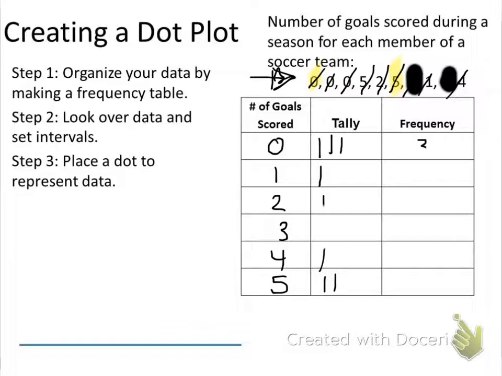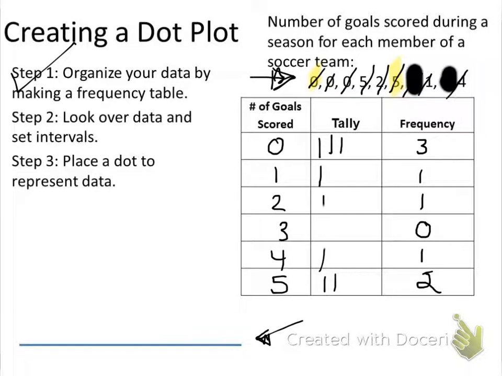So for 0 we have 3, 1 we have 1, 2 we have 1, 3 we have 0, 4 we have 1, and 5 we have 2. Okay, now we're done step 1, making our frequency table. Step 2 is look over the data and set intervals. What does that mean? We're going to make our dot plot on this line down here.